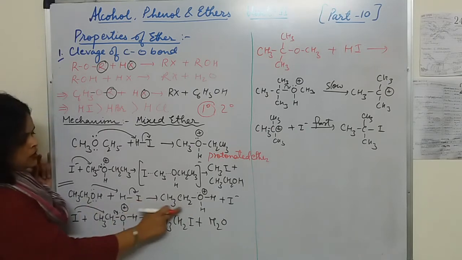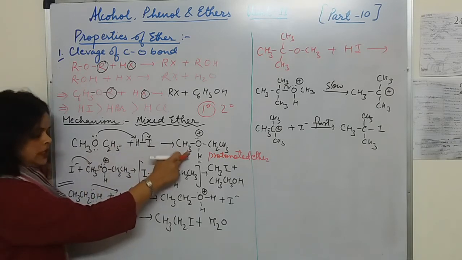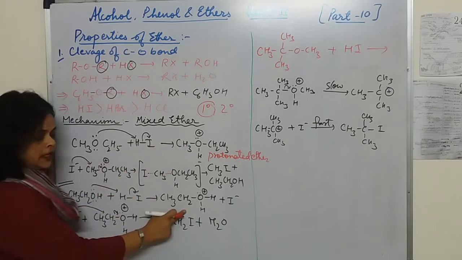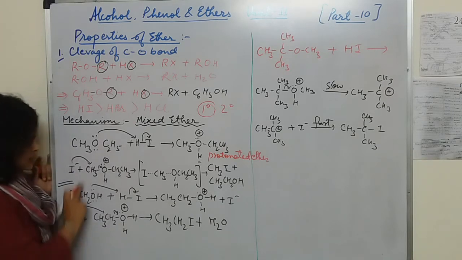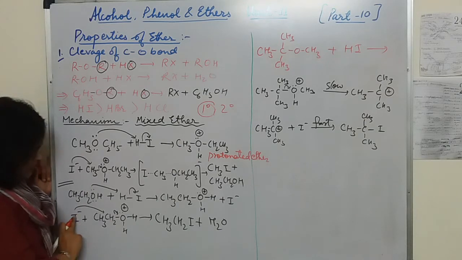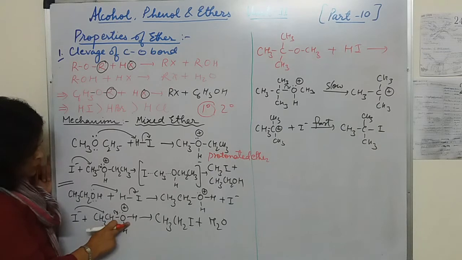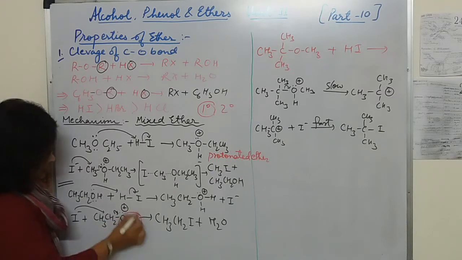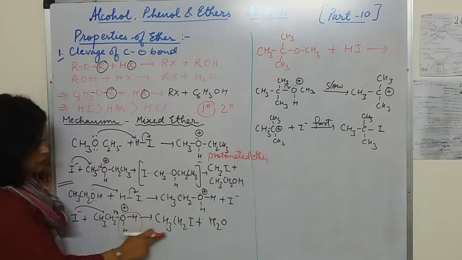This is alcohol, so here it is protonated alcohol. It was ether, so here you got protonated ether. Now this is protonated alcohol. This protonated alcohol now gets attacked in the same way by the iodide ions. Iodide ions attack on this carbon and this bond shifts over here and this part comes out in the form of a water molecule, and here CH3CH2I.